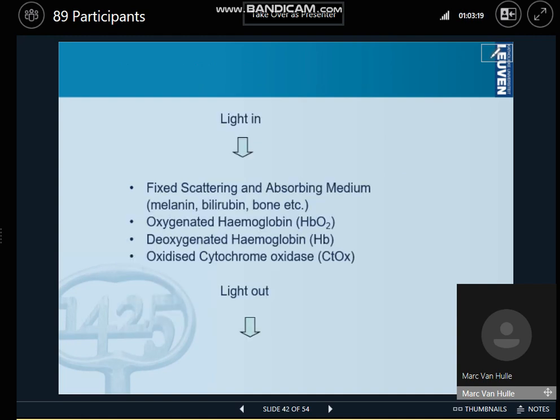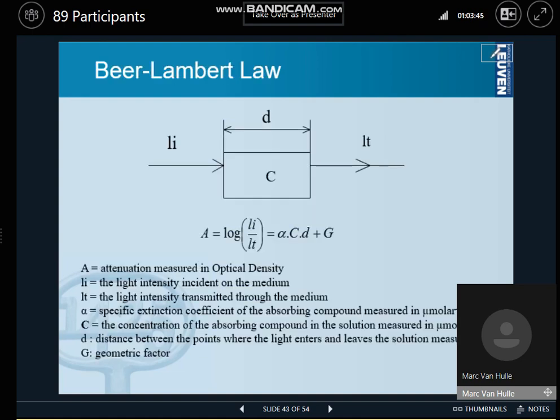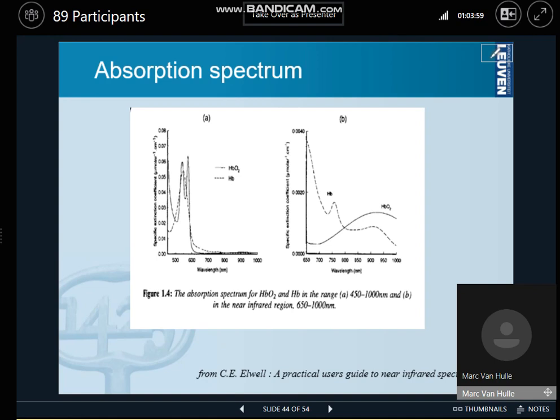So slide 42 is summarizing the different processes from light in to light out that is picked up by a sensor. As I said, the oxygenated and deoxygenated hemoglobin is what you're basically interested in, but there's also the oxidized cytochrome oxidase compound that is confounding your measurements. And then on slide 43, the physical principle is modeled by the so-called Beer-Lambert law. It's a sort of modeling principle that you, as an experimenter, are going to use to interpret the data.